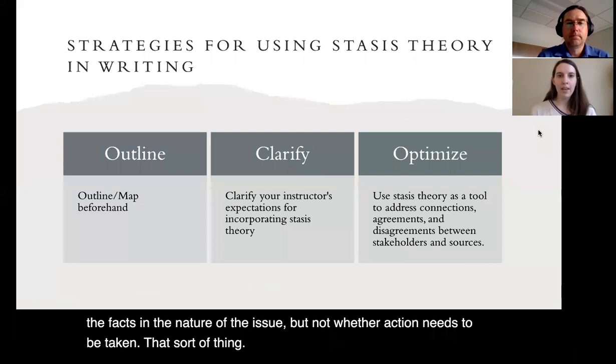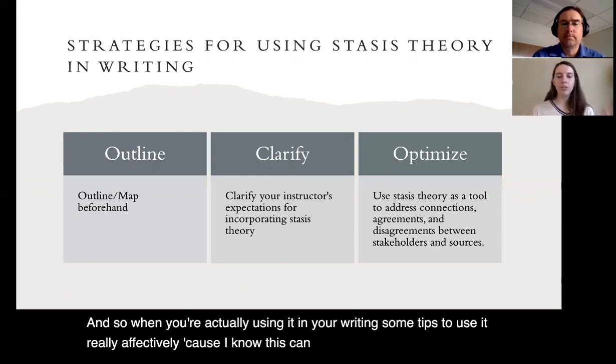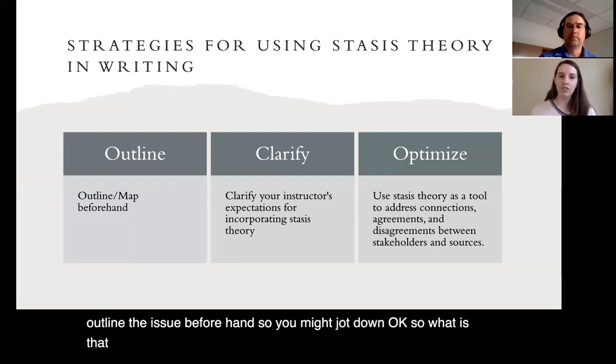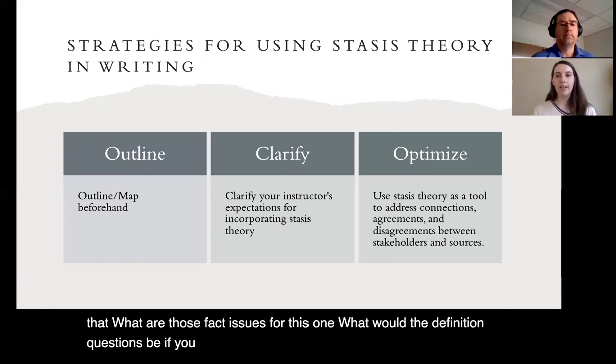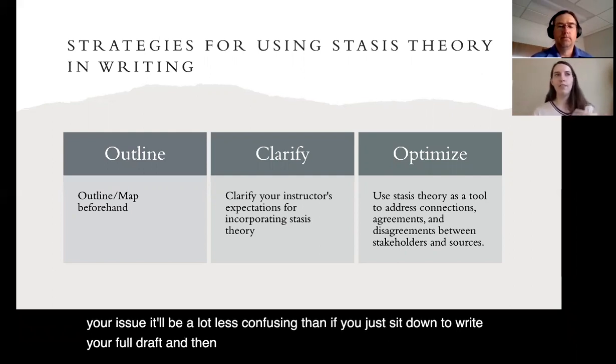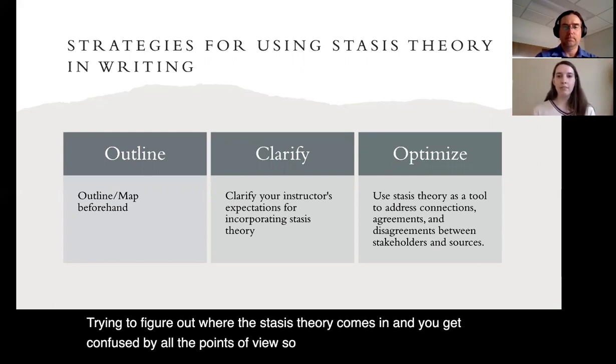Okay. And so when you're actually using it in your writing, here are some tips to use it effectively, because I know this can be confusing. Always try to outline the issue beforehand. So you might jot down, okay, what are the fact issues for this one? What would the definition questions be? If you do that beforehand as you're working through your issue, it'll be a lot less confusing than if you just sit down to write your full draft and then you're trying to figure out where the stasis theory comes in and you get confused by all the points of view. So I always suggest mapping it out beforehand and doing a little bit of outlining.